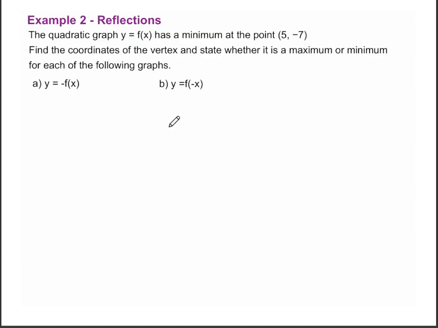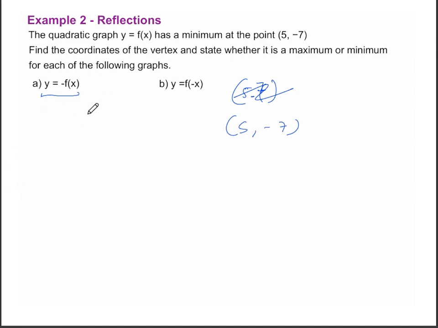Finally, let's look at the reflection example where the quadratic graph y equals f of x has a minimum point at the point (5, negative 7). Okay, just write 5 and negative 7. And we want to find the coordinates of the vertex and state whether it is a maximum or a minimum for each of the following graphs. So y equals negative f of x.